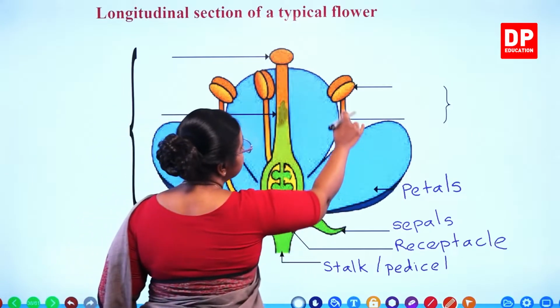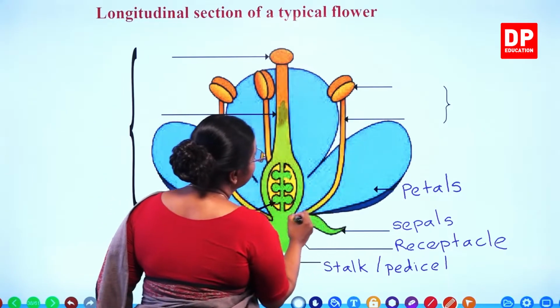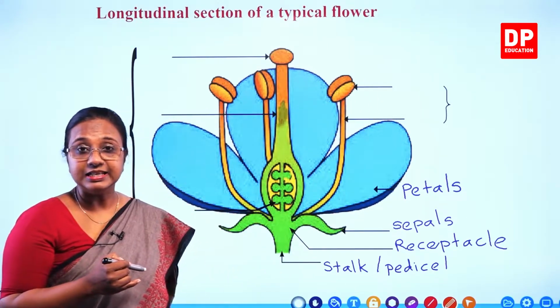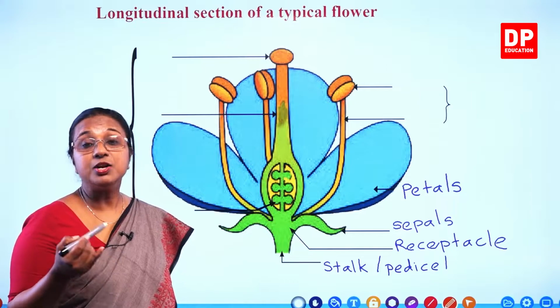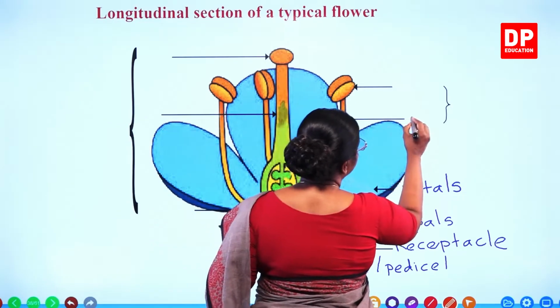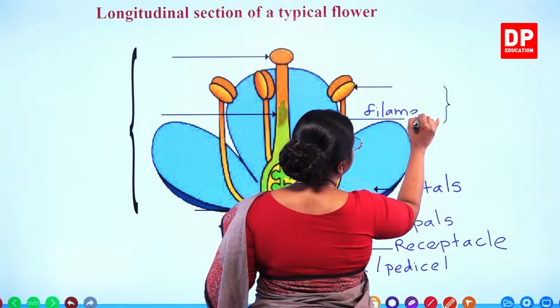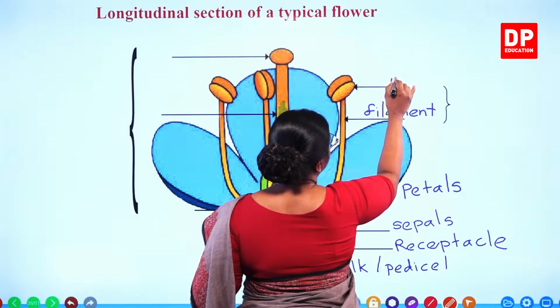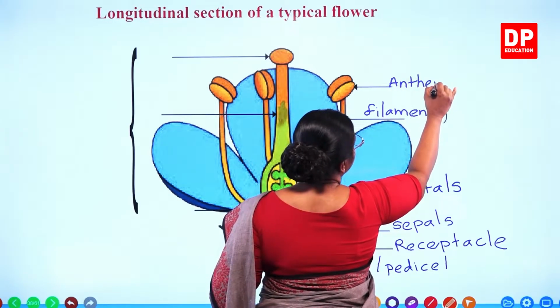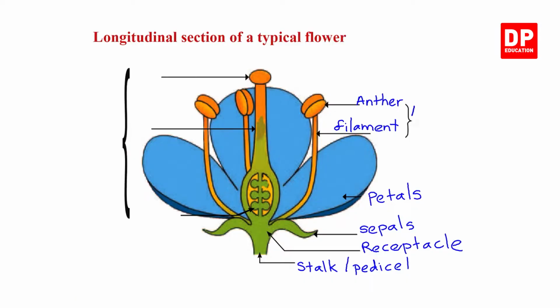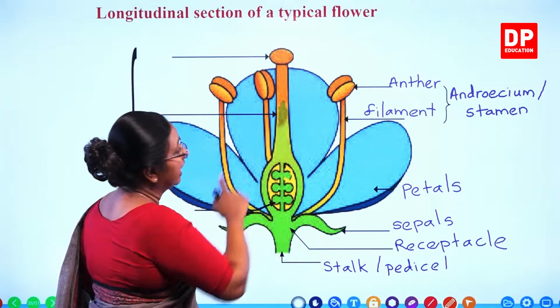Thereafter, you can see this structure. This part is the filament, and this is called the anther, and both together is the stamen or the androecium. So we have the filament. I will write it here. Filament. And we have the anther. Together, this is the androecium or stamen. The male reproductive structure. That includes the filament and the anther.